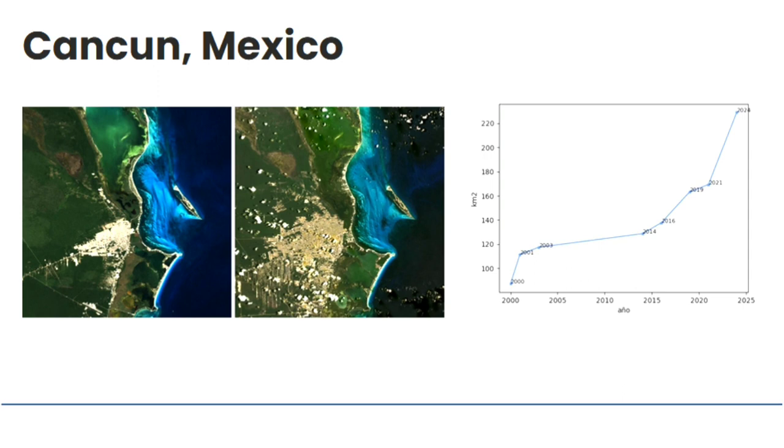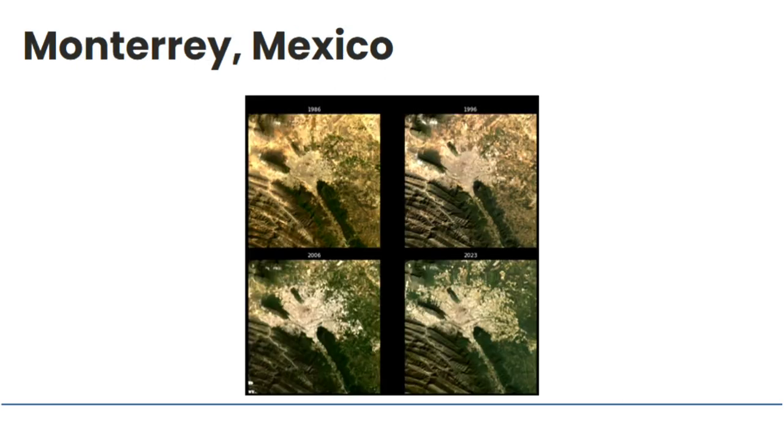But this analysis wasn't good enough to fully understand the impact of urban growth, so we chose a case in which the city's growth affected the environment in some way. So here it is, the city of Monterrey.